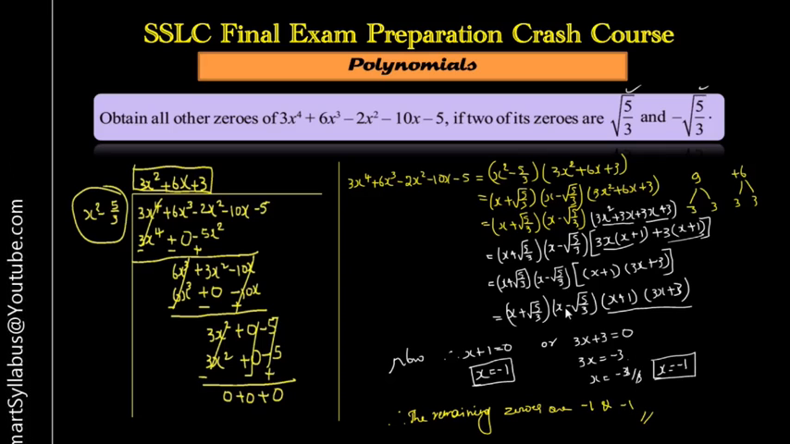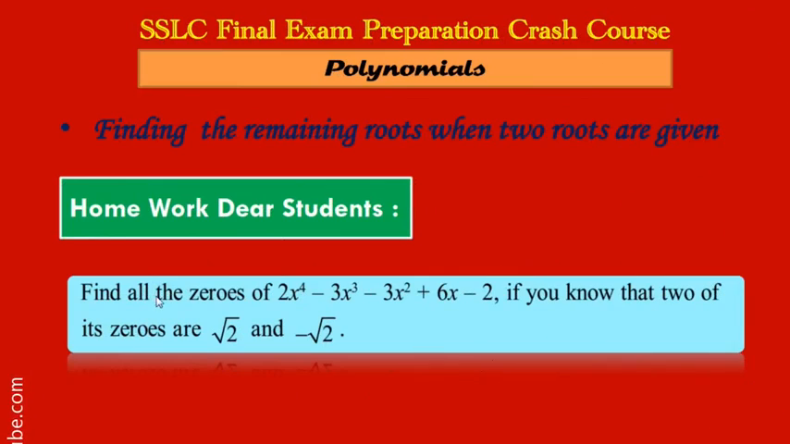Okay. Now to make you more perfect, one more similar homework is there in this video. Try that homework and make yourself perfect. Okay, let's check, what's the homework sum? This is the homework sum, students. Find all the zeros of this polynomial: 2x raised to 4 minus 3x cubed minus 3x squared plus 6x minus 2. You know that two of the zeros are root 2 and minus root 2.